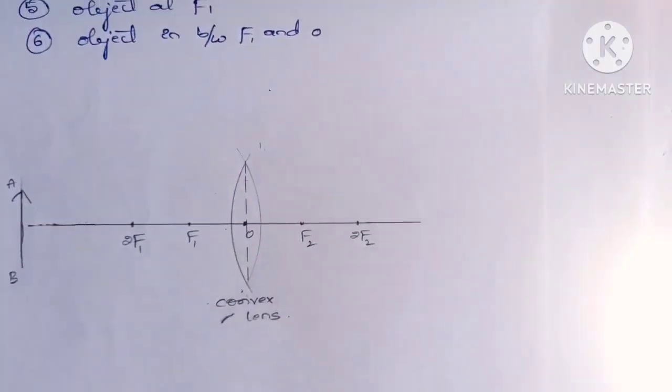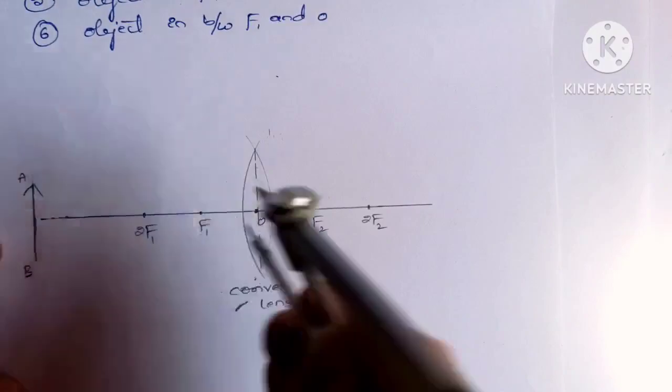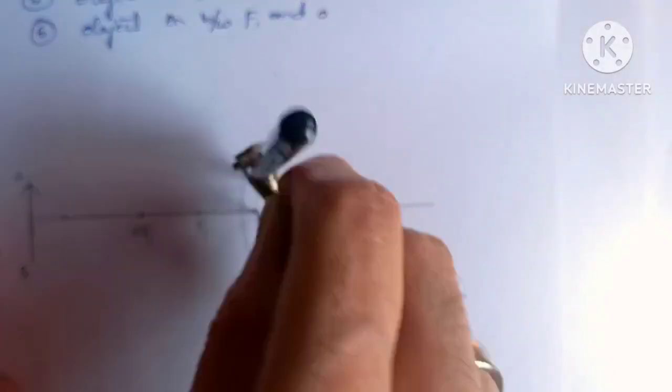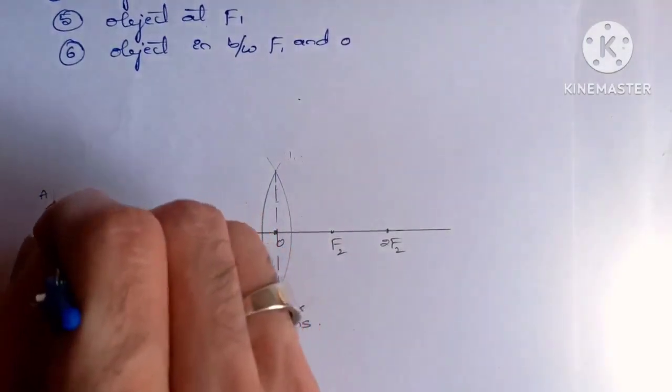And now you do one thing. Take the compasses again. Exactly from here to here you measure, and put one mark here, and downwards also, do the same size.